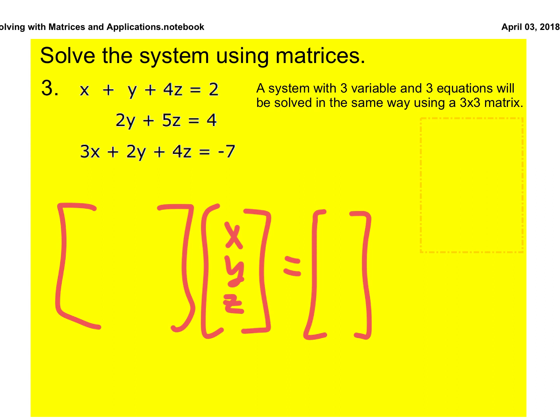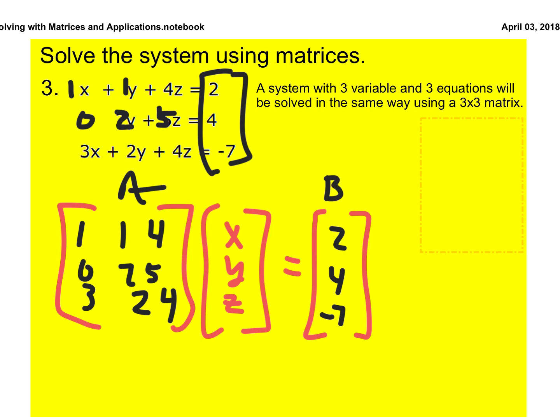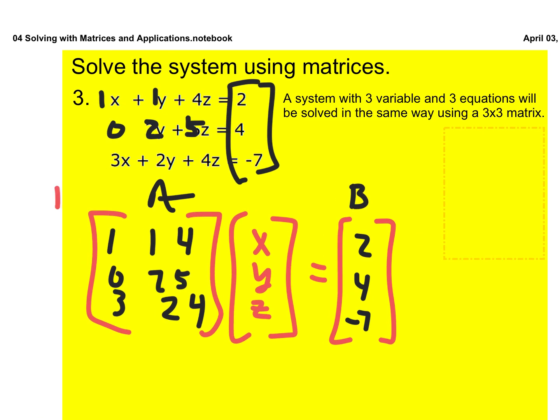Okay, so then the numbers would be 1, 1, 4, 0, 2, and 5, and 3, 2, and 4. And then this at the end is the last matrix, 2, 4, -7, and then it's just always like always. That's A, that's B, and you'll have to do A to the -1. You'll always put it on the left, and times B, and there'll be your answer on the calculator.